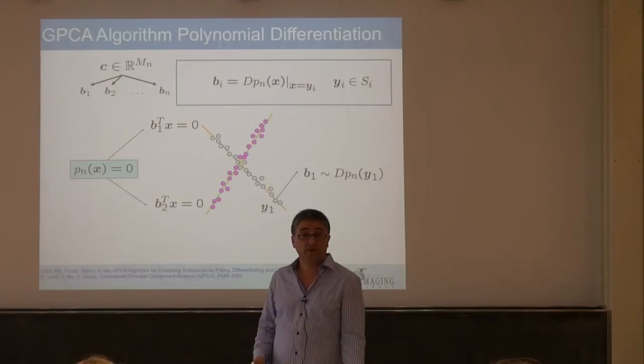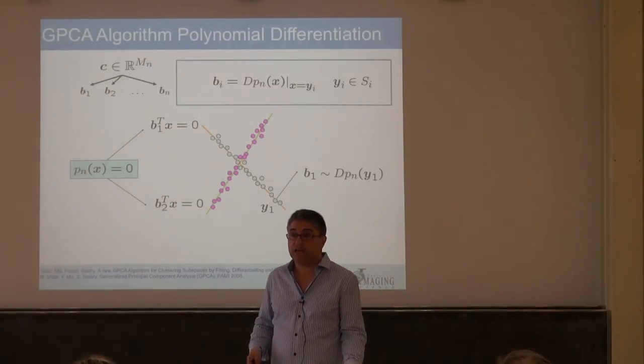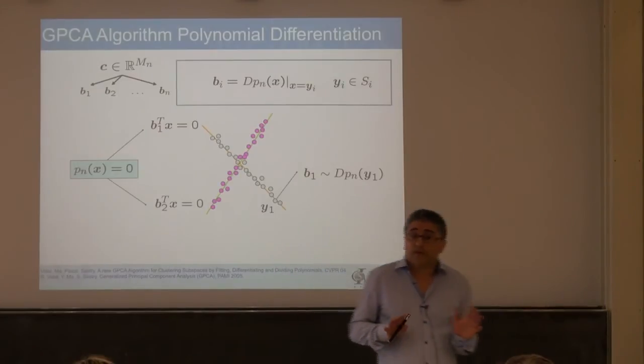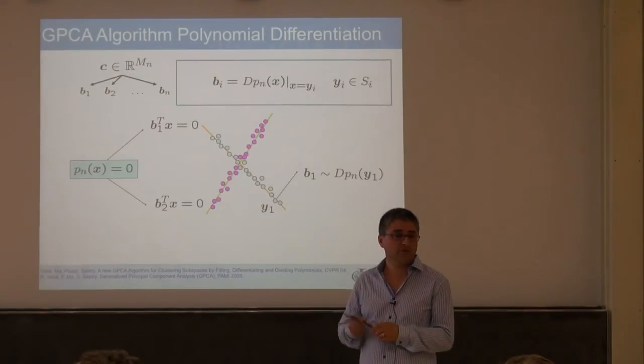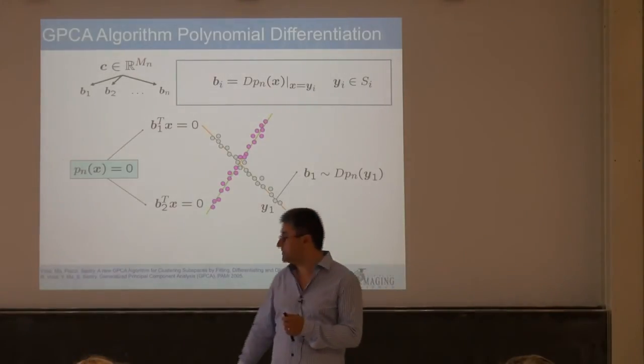It's like I give you a cloud of points, you fit a polynomial to them, compute the derivative. That gives you a normal to the surface. This surface that I have here is very peculiar. It's a union of planes. So the derivative at a point needs to be perpendicular to the plane. So I can get the normals just from the derivatives, right?